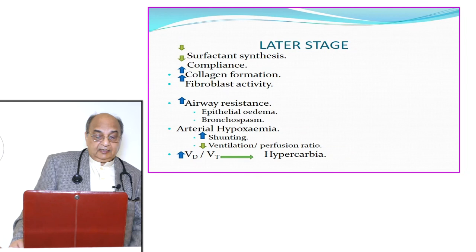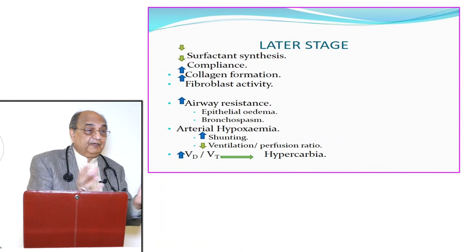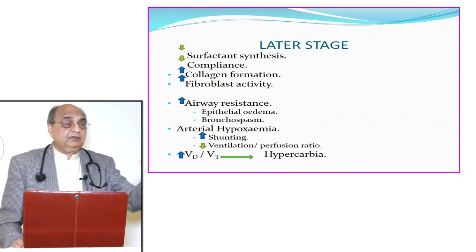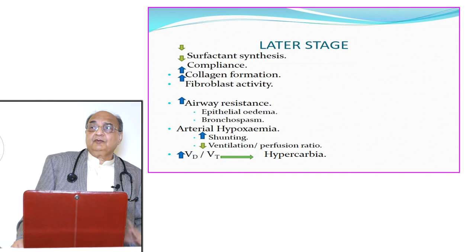Consequently, the effect will be hypoxia. At the same time, the VD over VT ratio is also increased. There will be a dead space effect, and because of the dead space effect, the carbon dioxide cannot come out. It will cause hypercarbia, so in addition to hypoxia, it will cause hypercarbia. These sequences go one by one in the same way. But if you understand the time constant, you can understand the whole pathophysiology of the lung.